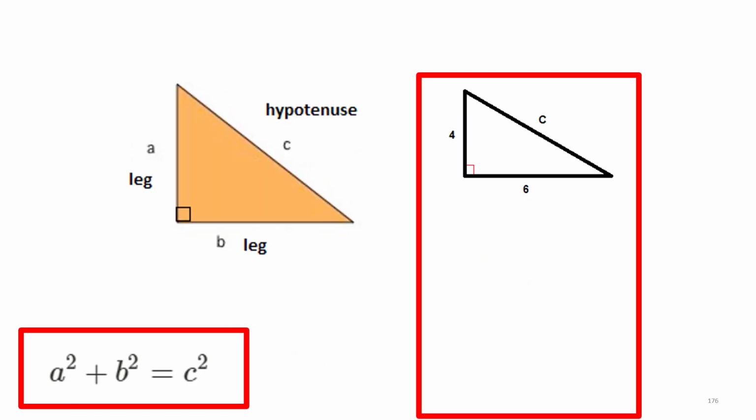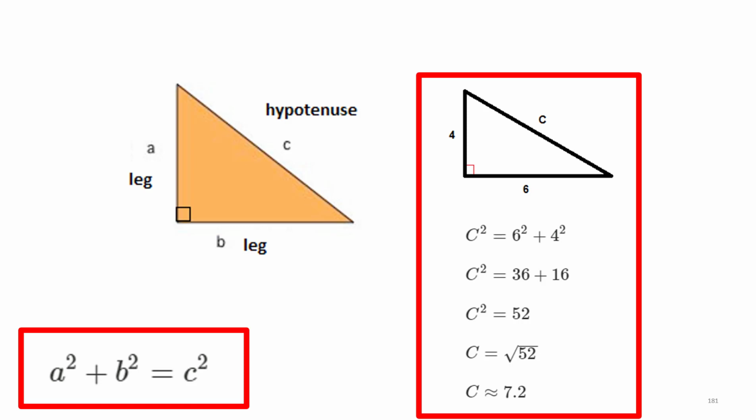So, suppose leg A is 4 units in length and leg B is 6 units in length. Then we can find the length of the hypotenuse by setting c squared equal to 6 squared plus 4 squared, or 36 plus 16, which sums to 52. And taking the square root of both sides of the equation, we get the hypotenuse c equal to the square root of 52, or about 7.2.